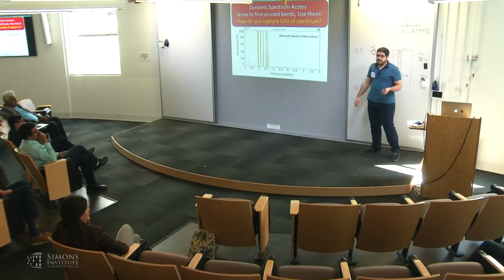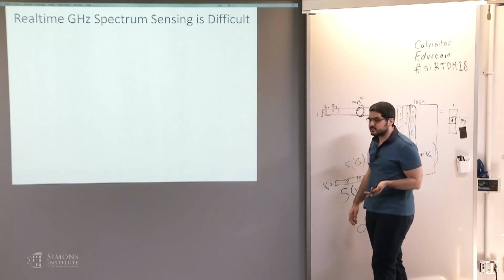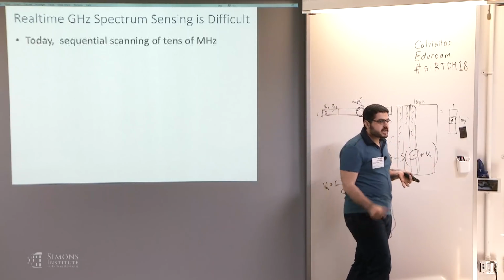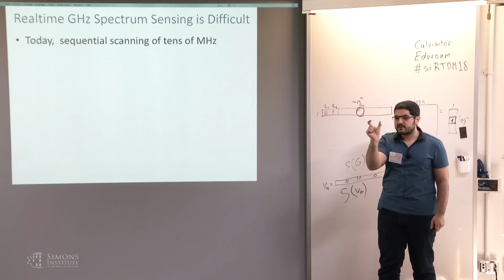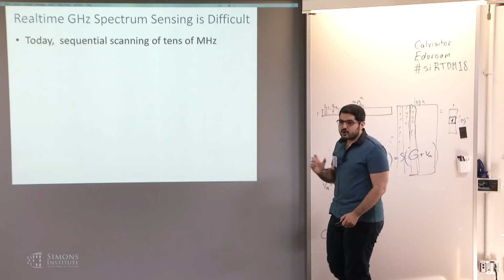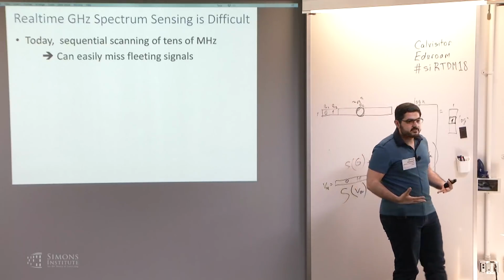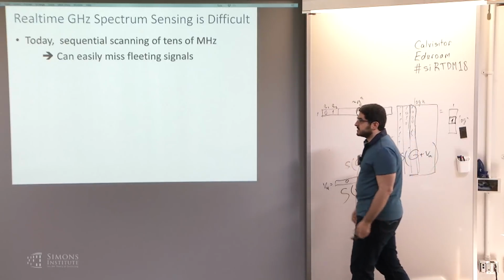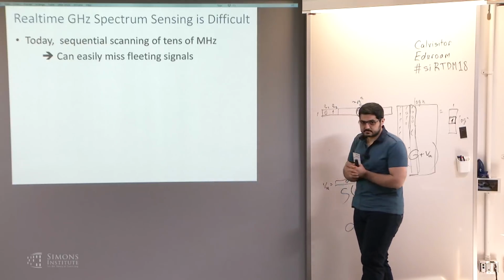And it turns out that real-time gigahertz spectrum sensing is actually quite difficult. What you can do today is actually just scan tens of megahertz at a time. So you sense tens of megahertz and then you scan. And the problem with this is that not only it takes time, you can miss fleeting signals and signals that are not always there. So why is it difficult?